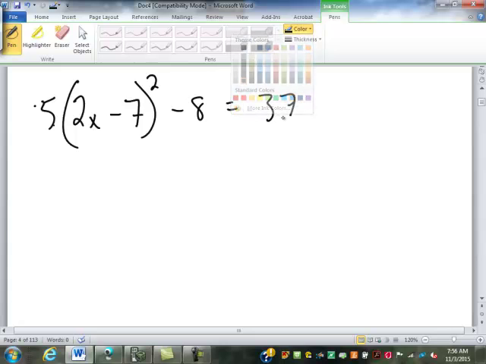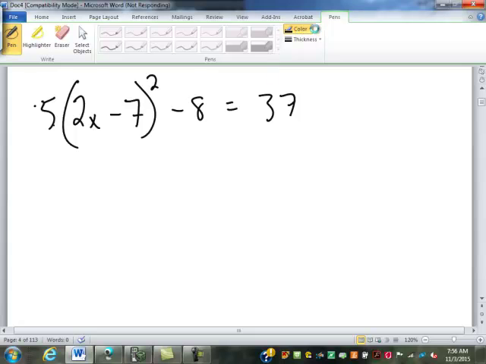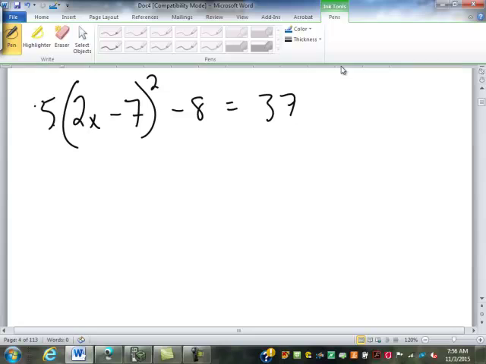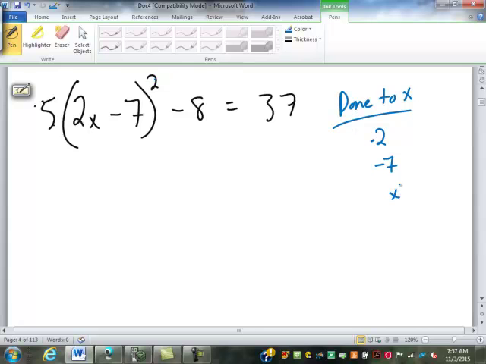This one looks really ugly. Now again, when we square root, we're only going to take the positive answer, even though there will be 2 here. We have to ask ourselves, when this was built, what was done to x? Well, according to the order of operations, the first thing that would happen to x would be multiplying by 2, wouldn't it? Then when we got that number, we would subtract the 7. Then we would square it, because of the parentheses. Then it would be times the 5, and then subtract the 8, right?